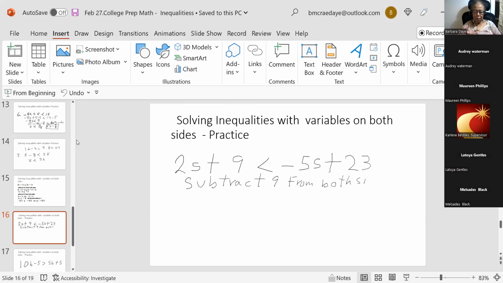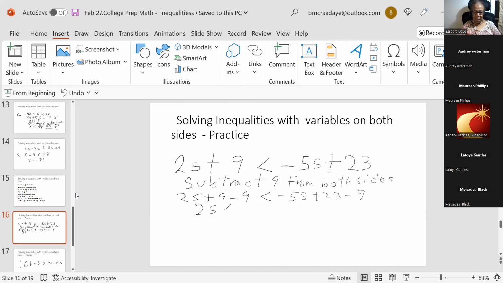So we have 2s plus 9 minus 9, whatever inequality symbol, less than, minus 5s plus 23 minus 9. And Audrey, what do you get on the left side once you do that? What's left over here? Yeah, 2s. You're just left with 2s, right? Because plus 9 minus 9 is 0. So that would just be 2s.